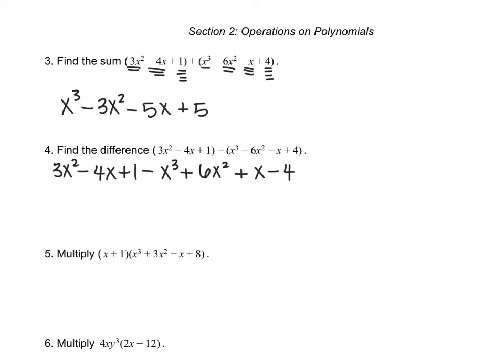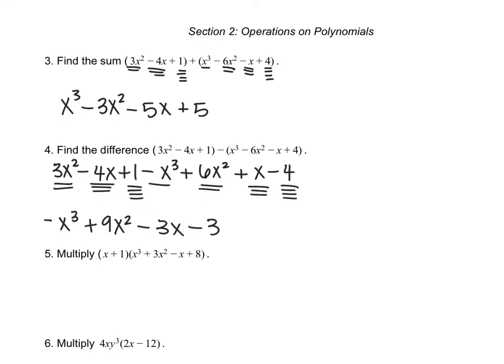And now I combine like terms just like I did in number 3. So the negative x cubed still doesn't have a like term. Then it's 3x squared plus 6x squared, which is 9x squared. Then it's negative 4x plus x, which is negative 3x. And then 1 minus 4, which is negative 3.